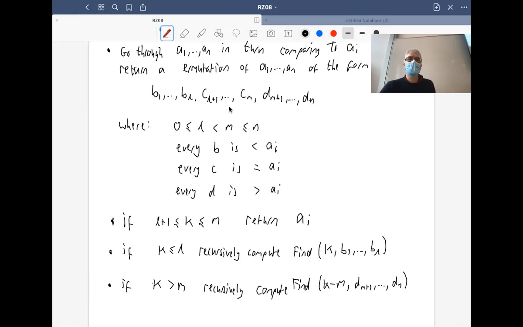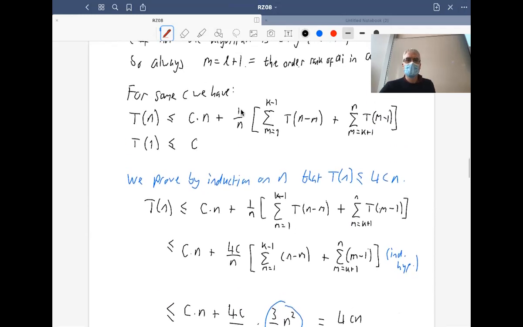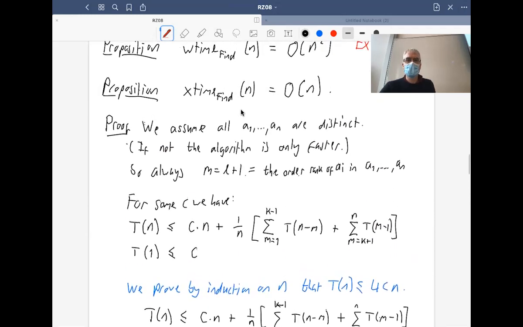The element a sub I is then the mth smallest element in the list, because a sub I will be here in this position Cm. There are exactly m minus 1 elements strictly smaller than it, and n minus m elements strictly bigger than it. So a sub I will be the mth smallest element in the list. So that's hopefully what it says here. The order rank of a sub I in a1 to an is m, which equals L plus 1.